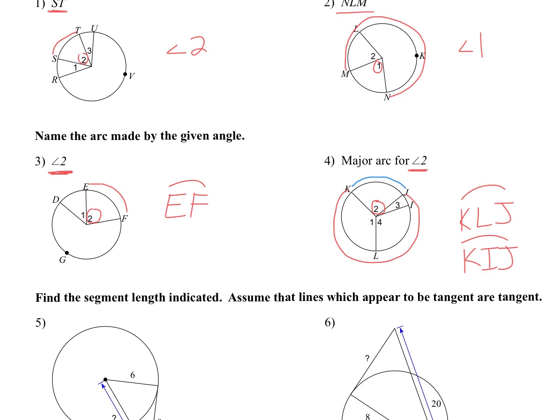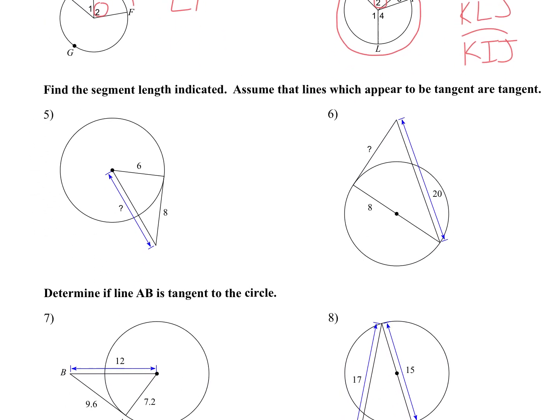Okay, move on to 5 and 6. What are 2 properties of tangent lines that we know? Yep, they're congruent and they make a right angle. So here, where's my tangent line on number 5? Is it the 6, the 8, or the question mark? Question mark. The tangent line is the one that touches the edge of the circle at one point. So it's right here. That's my tangent line.